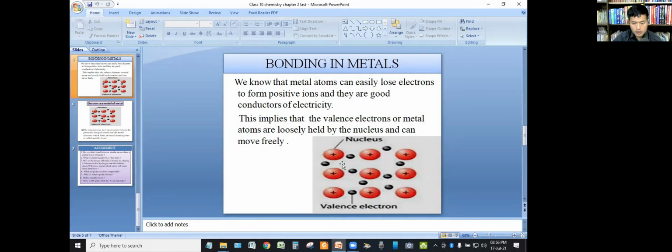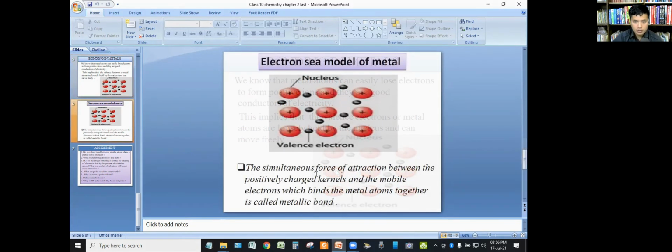In this electron sea model, we have the nucleus or the protons, that is positive, and the negative, that is the valence electrons. So these valence electrons can move around freely inside a metal. Because they can move around freely, they also conduct electricity. Now, the simultaneous force of attraction between the positively charged kernels and the mobile electrons, which binds the metal atoms together, is called the metallic bond.